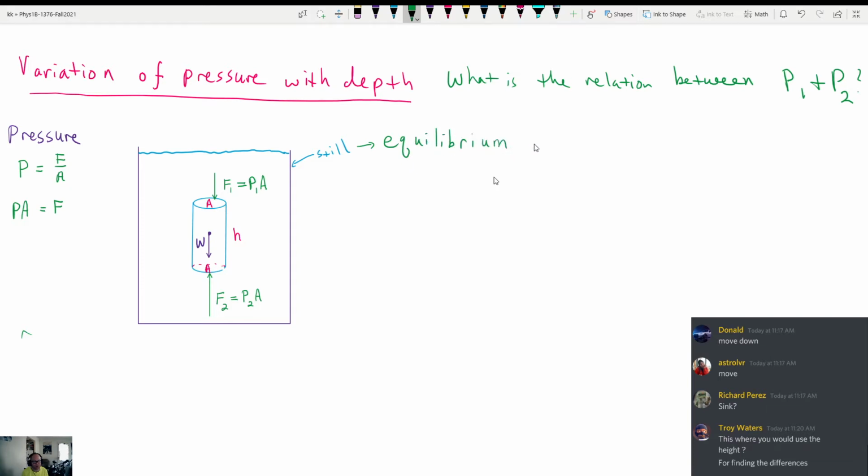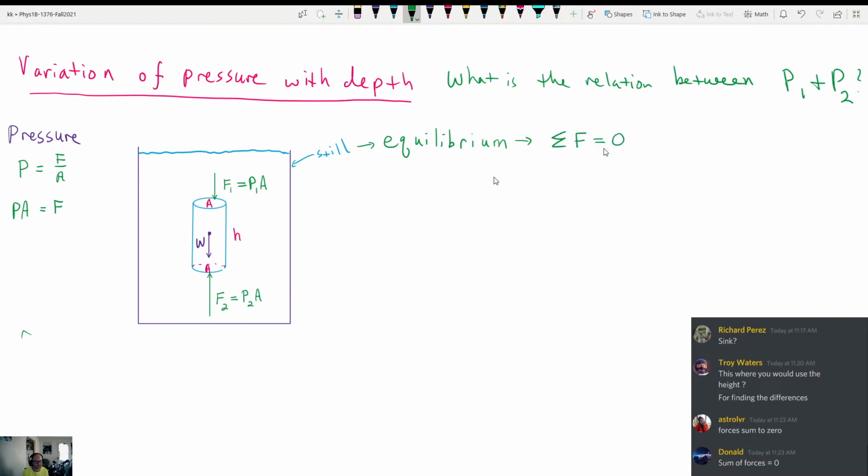And what do you all remember about equilibrium in Physics 1A? When a system is in equilibrium, what do we know about it? There's two things that we know. The sum of forces is equal to 0. That's exactly right. That means that if I sum up all the forces that are acting on my column of water, they should add to 0.